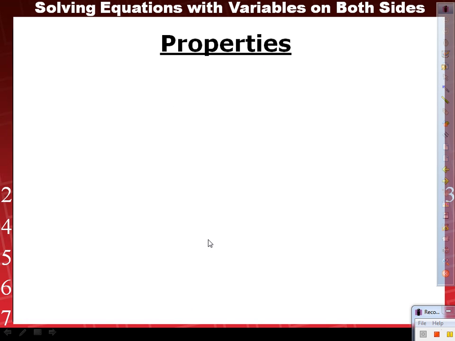All right? So with that said, on the Q side of your Cornell notes, write these properties down. Now, yesterday when we started with equations, we started using some properties. I didn't identify them yesterday, but I'm going to identify them today. So write these down on the Q side. The first property: addition property of equality. So what does that do? The addition property of equality is when we add something to both sides of the equation. That's why it's called addition property of equality, because we add to both sides.